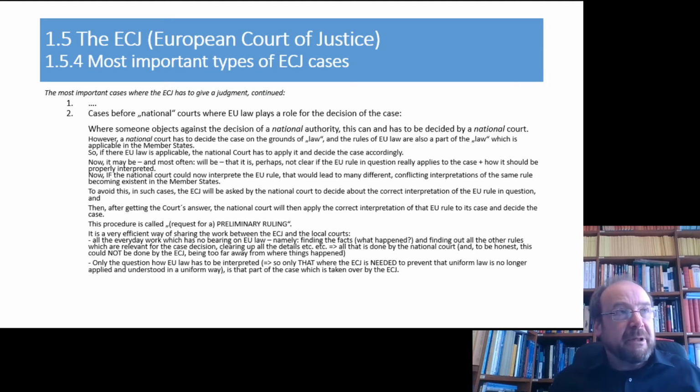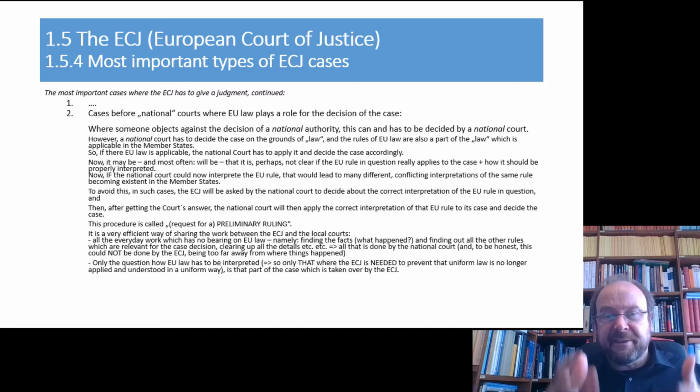Imagine you complain about a tax notice from the fiscal office in Cologne, and your argument is it violates a certain detail of an EU directive which nobody really knows about. Now the fiscal court in Cologne will then have to take the case. They will investigate all the facts. They will find out what happened, if you objected in due time. They will care about all these fact-finding issues and all the relevant national law.